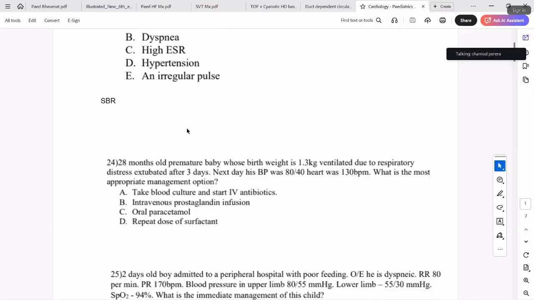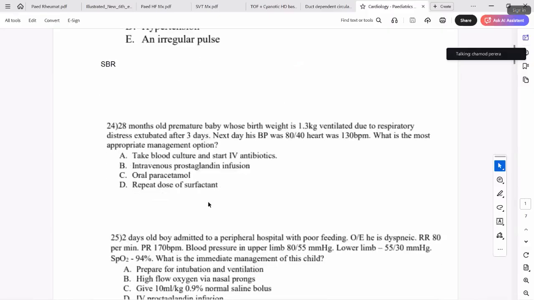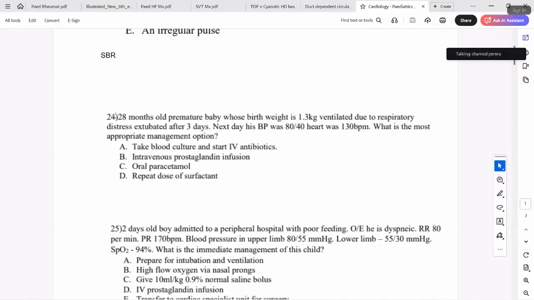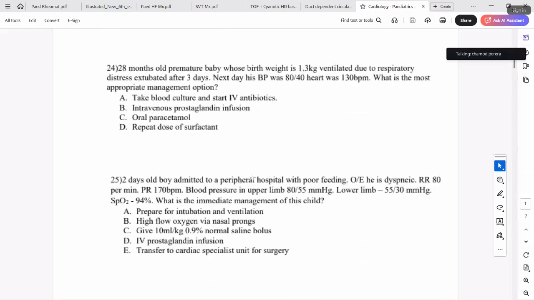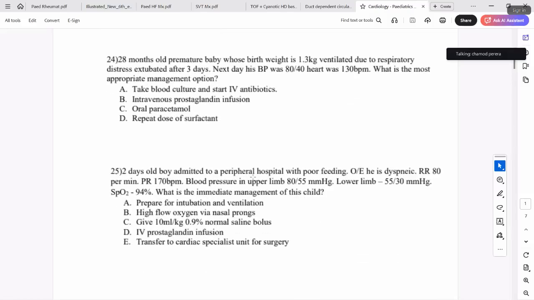The second question is not clear to me. I think it is better to cut it off, because here they say a 28-month-old premature baby. I think it has to be 28-day-old. And again, apart from this, the heart rate and blood pressure values for neonates, there's something wrong in this question, right? I couldn't find it. So better leave that one.